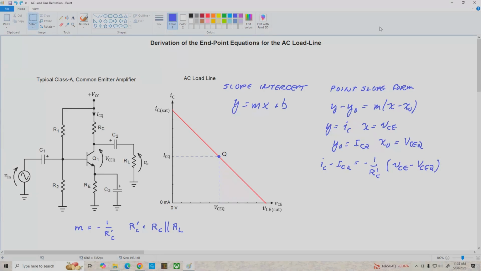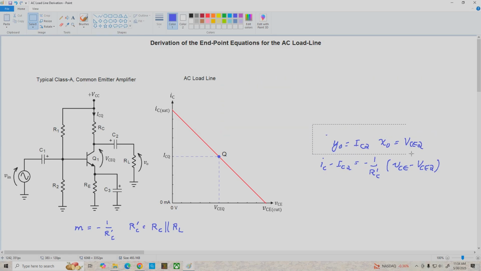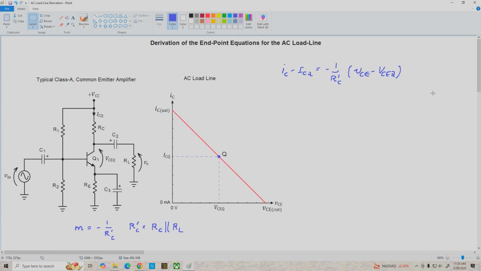Okay, let's make a little room here and I'm going to carry this equation up to the top. And what we'll do next then is solve this for I sub c. And to do that, all we need to do is add ICQ to both sides. So that gives us I sub c equals ICQ minus 1 over R prime C times VCE minus VCEQ.